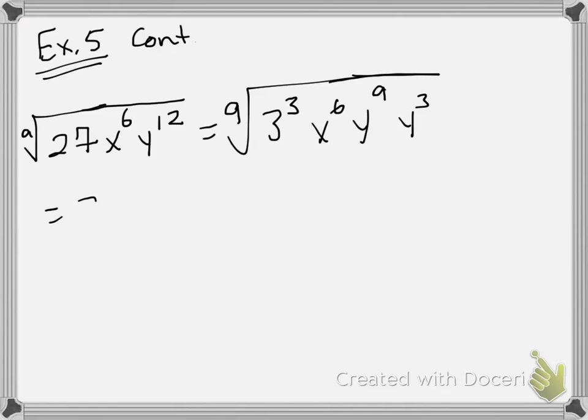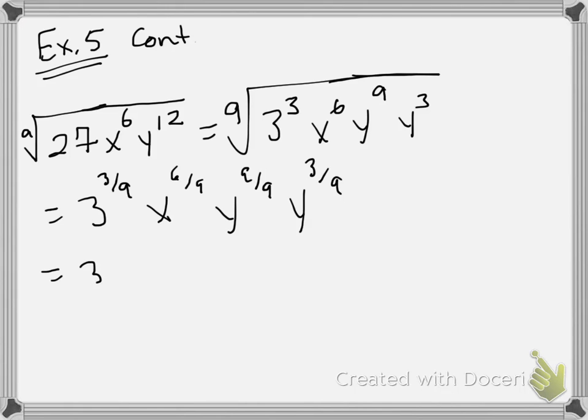So now we have 3 to the 3 over 9, x to the 6 over 9, y to the 9 over 9, and y to the 3 over 9. So this is just 3 to the 1/3, x to the 2/3, y to the 1, and y to the 1/3.